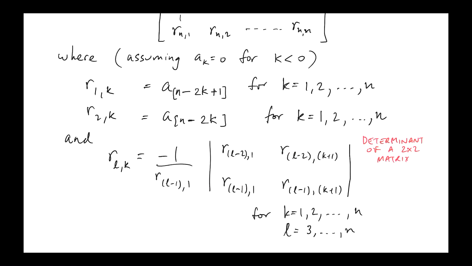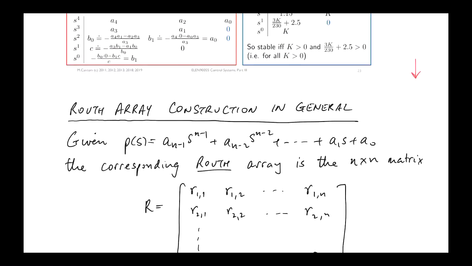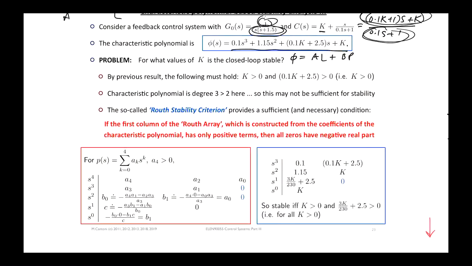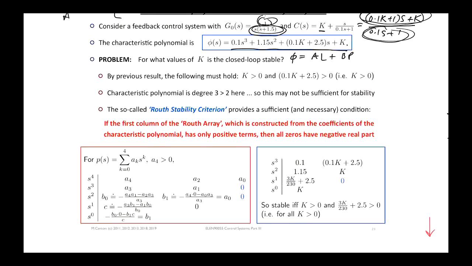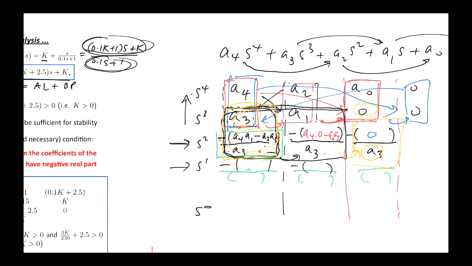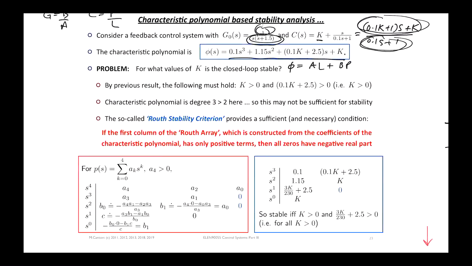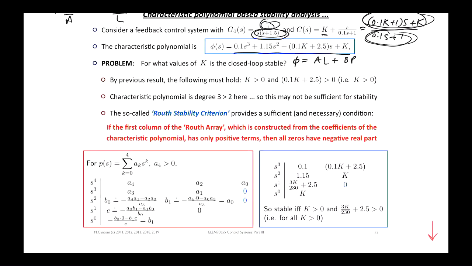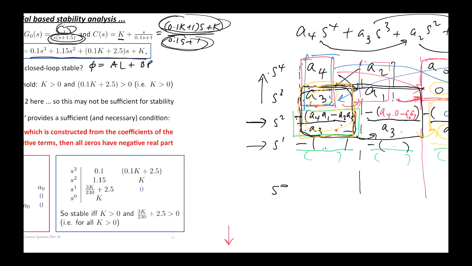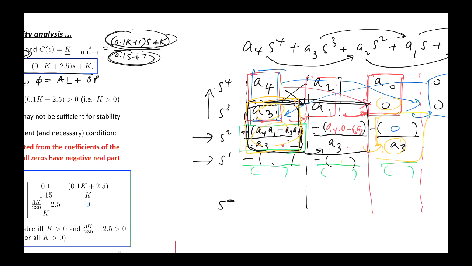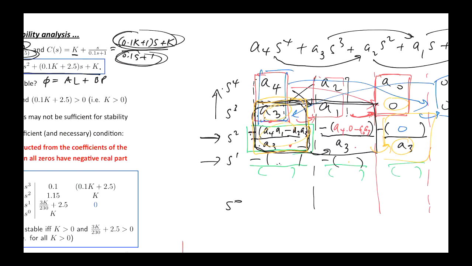So that's the general algorithm for how to construct the Routh array. It's just formalising what I was trying to show you here. Okay, now let's apply that to this example. This is just writing down all of the numbers that I didn't bother writing down here when I was just trying to show you how it works.